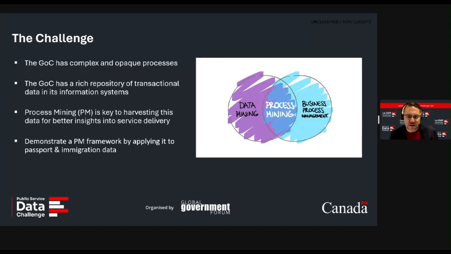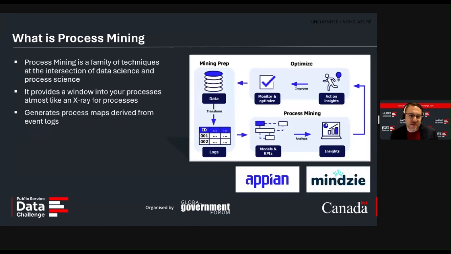The Government of Canada has complex and opaque processes. Citizens often don't have visibility into the status of the services they request, and managers want to optimize their processes. Fortunately, the Government of Canada is sitting on a gold mine of transactional data in its existing information systems that can be process mined. And mining these processes can lead to insights that solve some of our biggest service delivery challenges. And so for our challenge, we'll be looking to demonstrate a process mining framework by applying it to passport and immigration data. But first, let's start by explaining what process mining is.